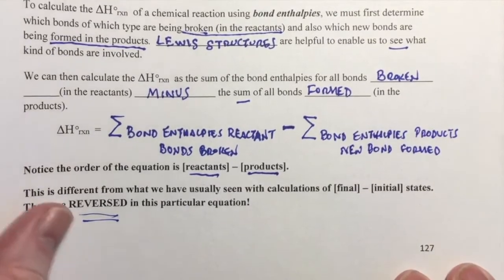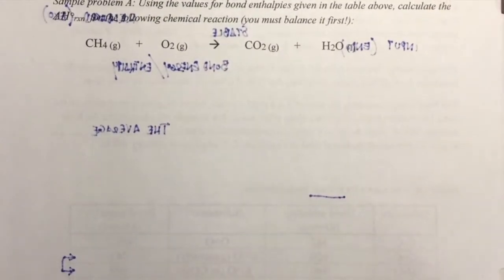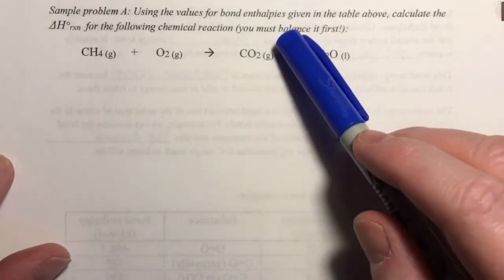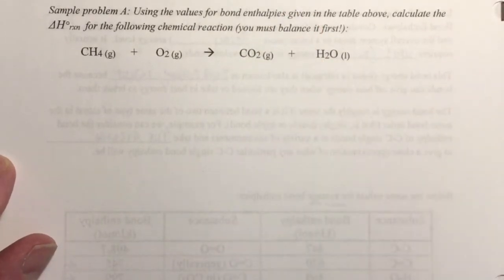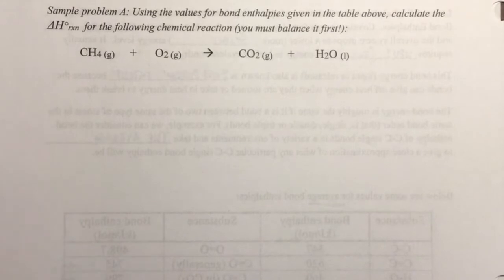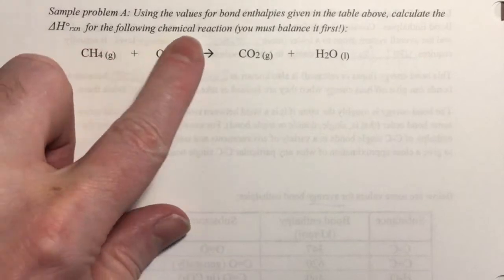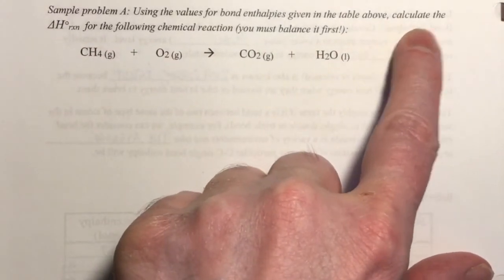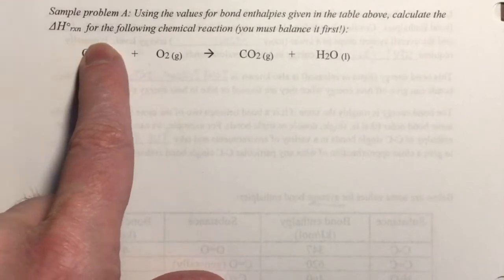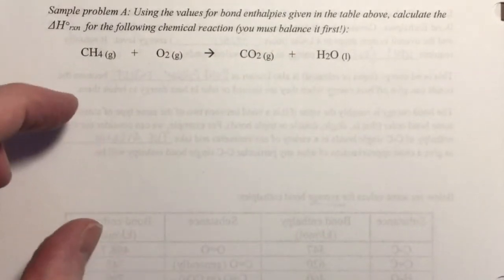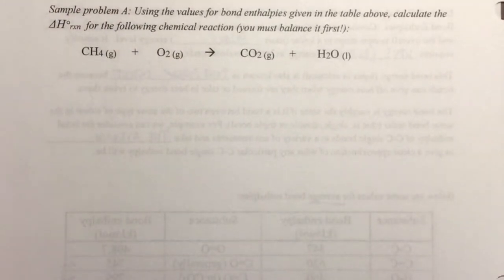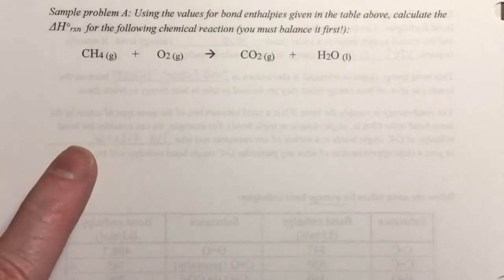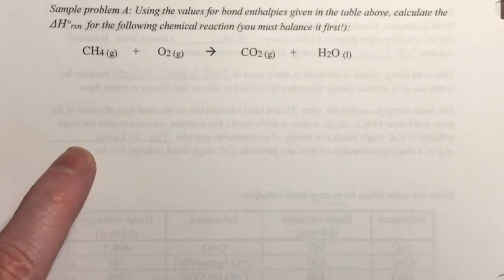All right. With that in mind, we're going to do a sample problem here. Well, in this problem, I've been very nice to you. I've said using the values for the bond enthalpies. So we know we're going to use the bond enthalpy method. But another way that I could have worded this problem that would have been a little bit more subtle is I could have said, starting right here, calculate the delta H for this reaction for the following chemical reaction using the following information. And then I could have given you a list of some of the bond enthalpies.